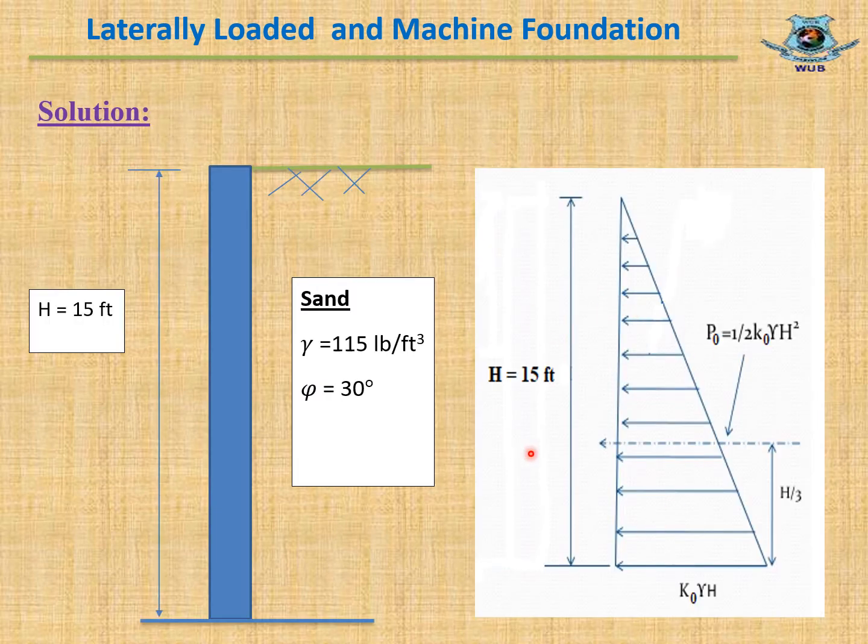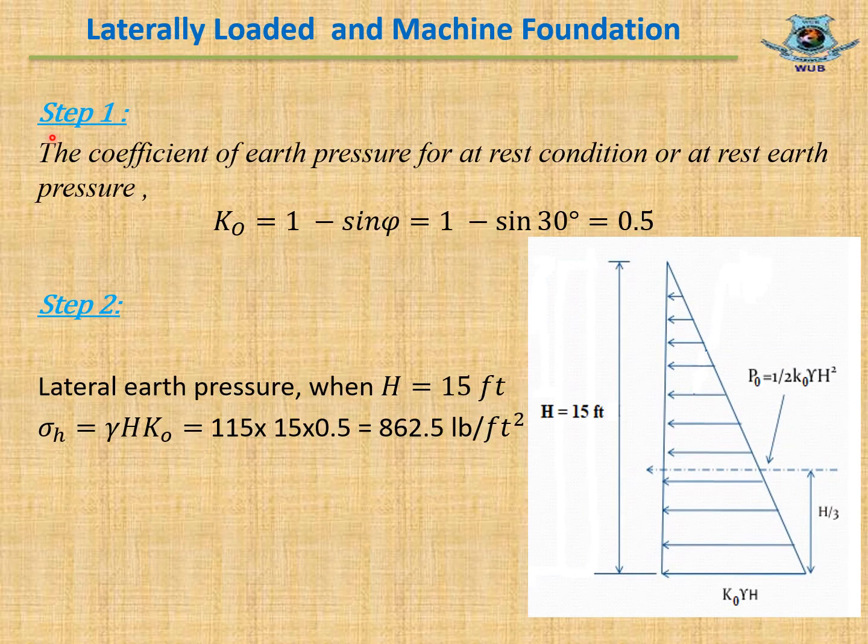This is the pressure diagram of the wall. The pressure P naught will be half K naught into gamma into H square, and its position will be 1/3 height from the base. Step 1. The coefficient of earth pressure at rest condition K naught equal to 1 minus sin phi. Here phi equal to 30 degree. So finally K naught equal to 0.5.